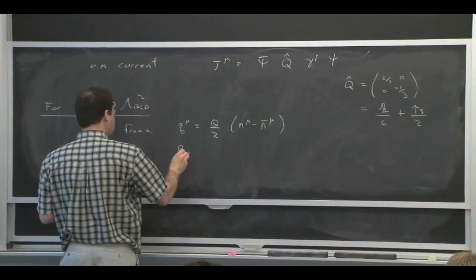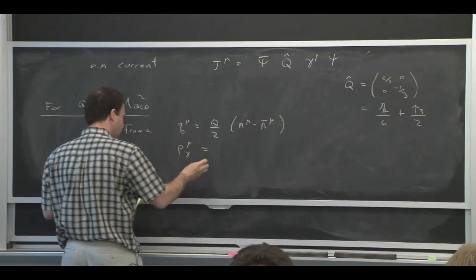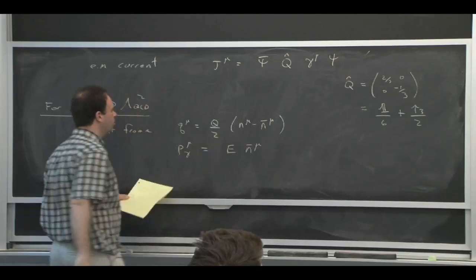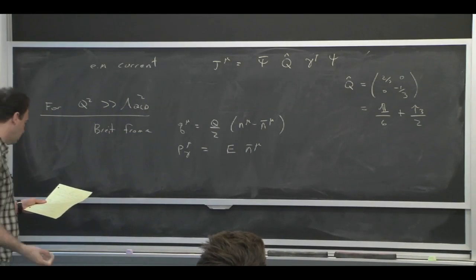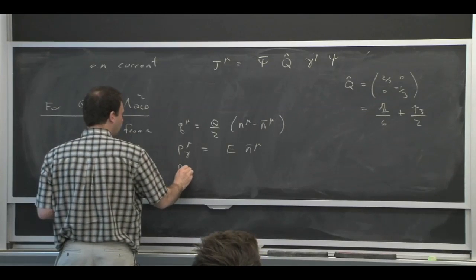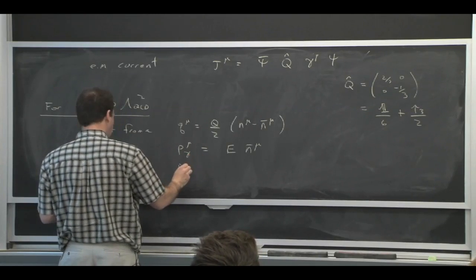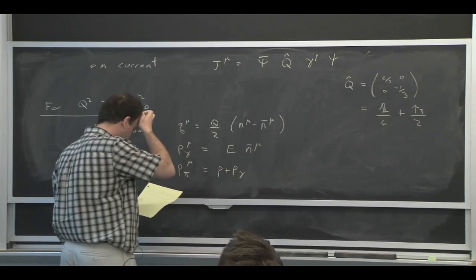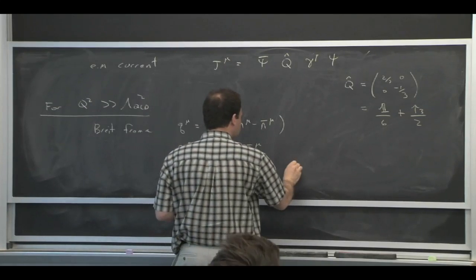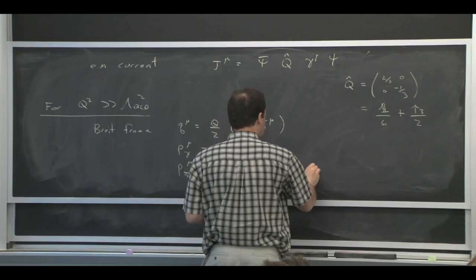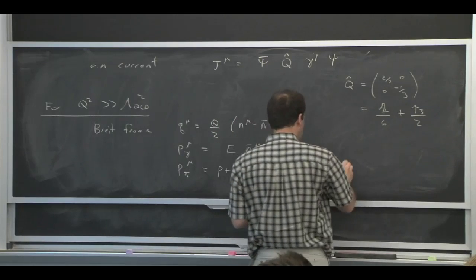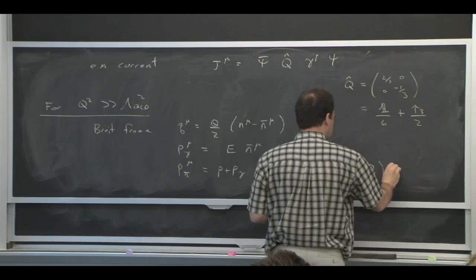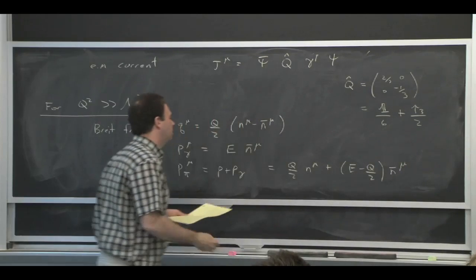The momentum of the photon, it's an on-shell thing, so I can just write it as E of the photon, say, times a light-like vector. Then p gamma squared will be 0, as we want it to be. And if I pick this kinematics, then p pi is just p plus p gamma. And so that would be p pi.